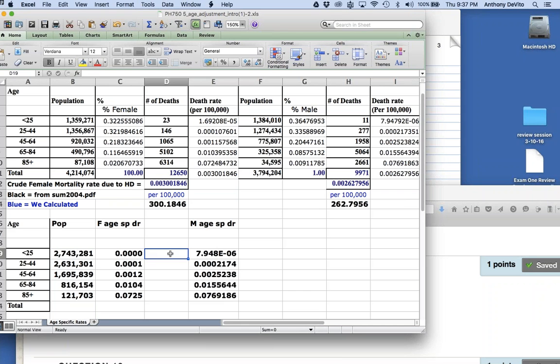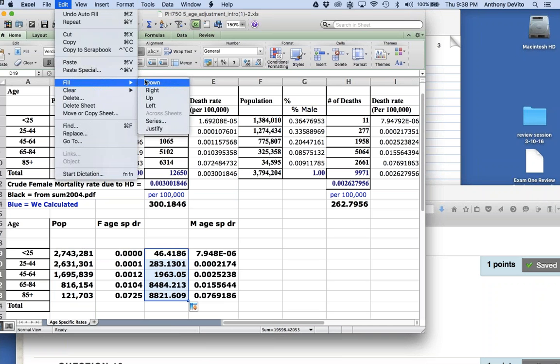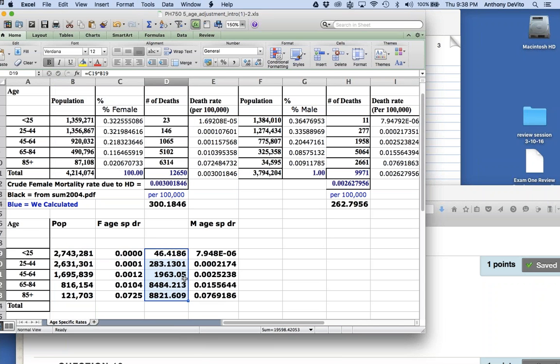Let's see how many people would die. If females are dying at this rate, and there are that many of them, how many females would die? It's going to be equal to the death rate times the population size. Okay, so we'd have 46 deaths there. So I'm going to copy this down. Fill down. Okay, and that's how many females would die if their population were distributed this way. How many men would die if their population is distributed the same way? Well, it's going to be equal to the rate at which men die times the population in that age group. Okay, and I'm going to do the same thing here. I'm going to fill that down.